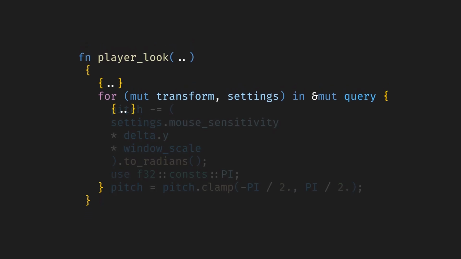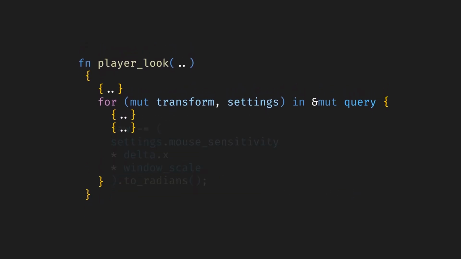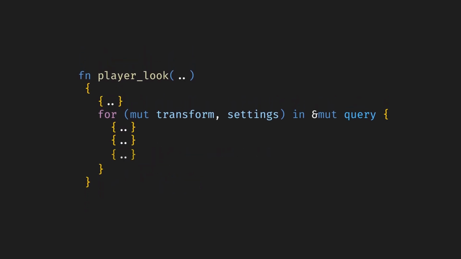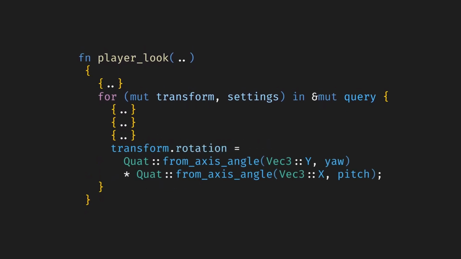Now we update our yaw. This is done by taking our delta X, multiplying by mouse sensitivity and window scale and converting to radians. And finally, we update the camera's rotation. This is done by calculating the quaternion angle for the y-axis using our yaw and then the x-axis using our pitch and multiplying these two values together.